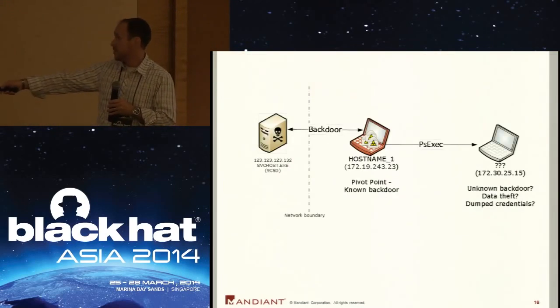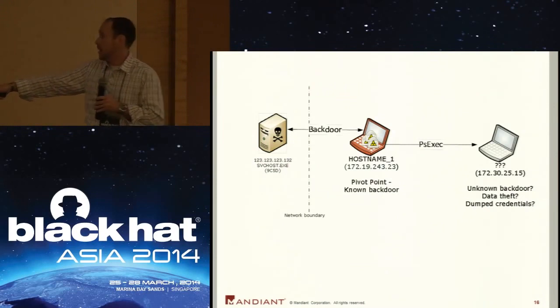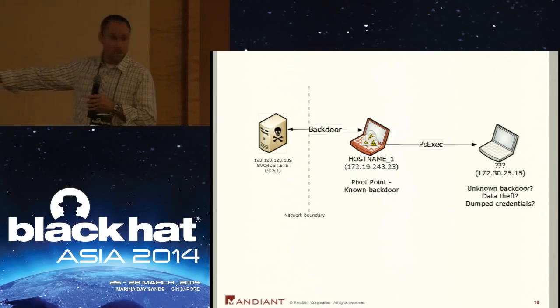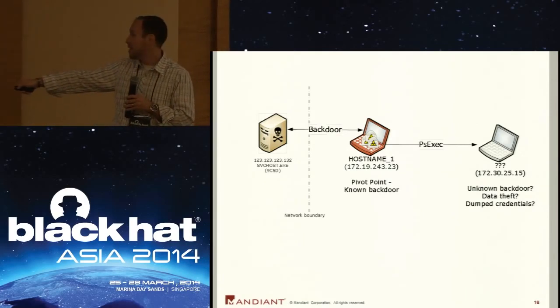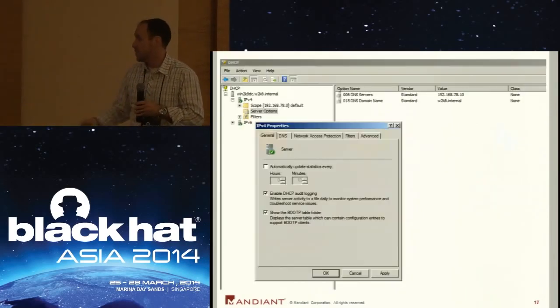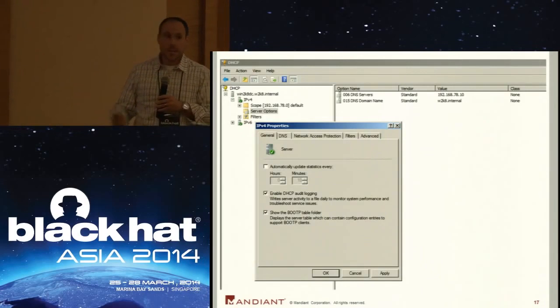So the host name that you know about is the one that was listed in the report. This guy over here, who you don't know yet because you haven't been able to find that host name, is it a backdoor? Is it data theft? What did he do? So, DHCP logs.